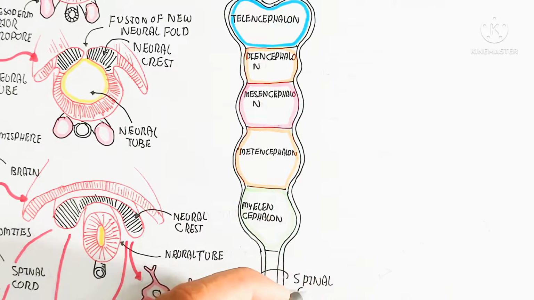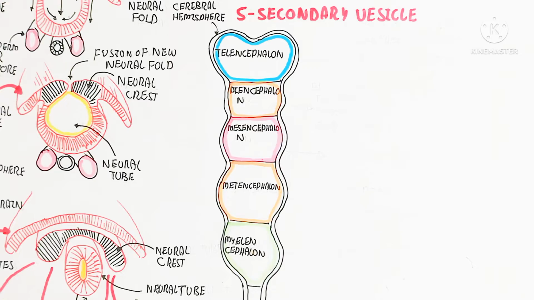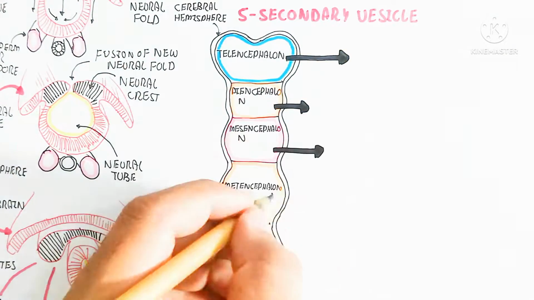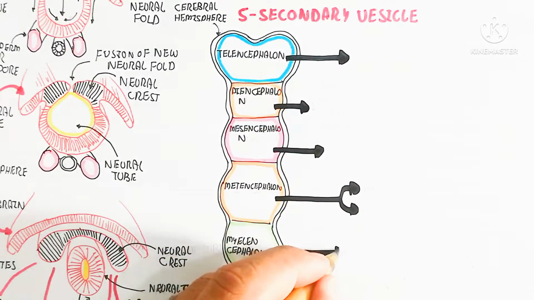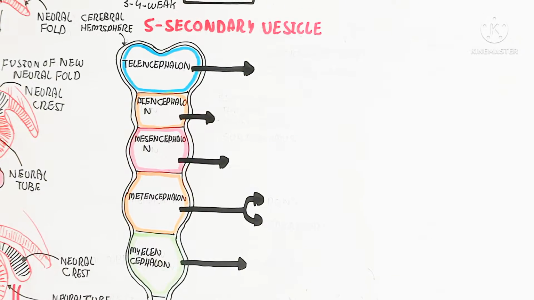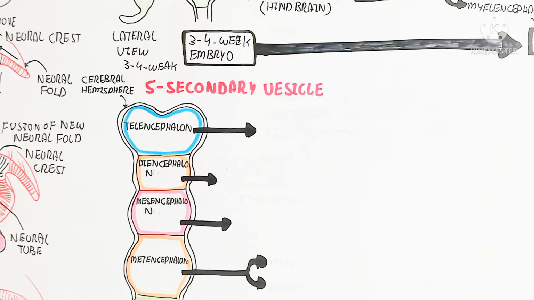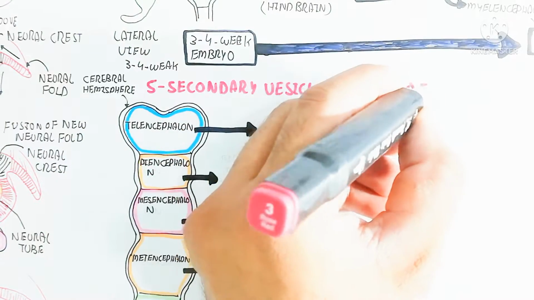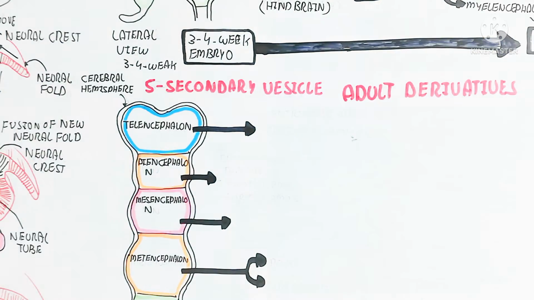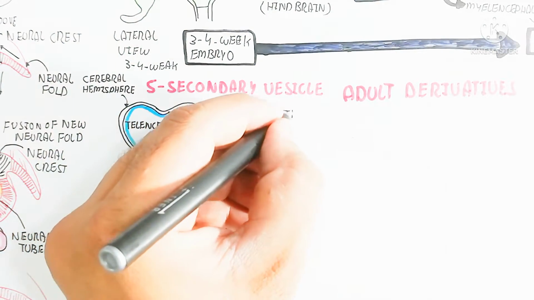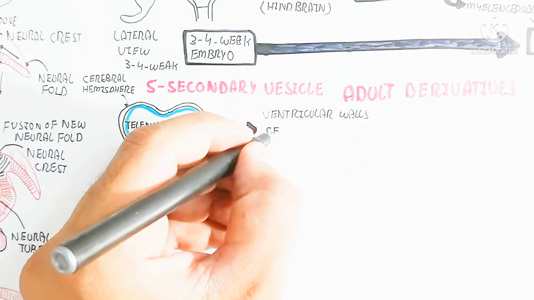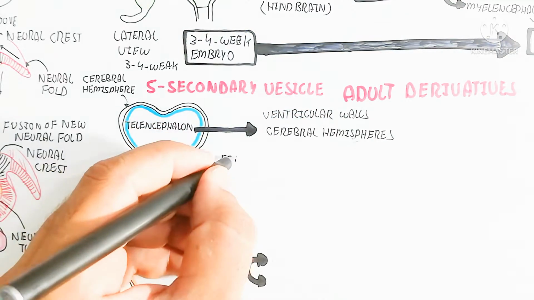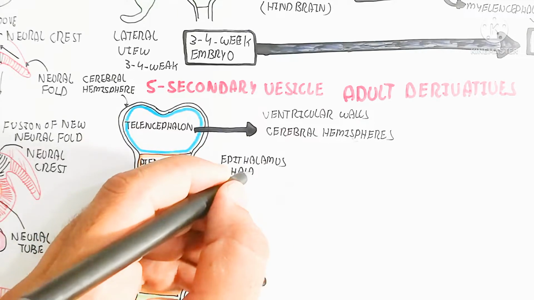So the fluid-filled. This is the telencephalon, diencephalon, mesencephalon, metencephalon, and myelencephalon, as well as the spinal cord formation. These are the 5 secondary vesicles. After this, the telencephalon develops the adult derivatives, the lateral ventricles. The lateral ventricles develop from the telencephalon and the cerebral hemispheres. Cerebral hemisphere means the two, the left and right, which are used for cognition and learning behavior.